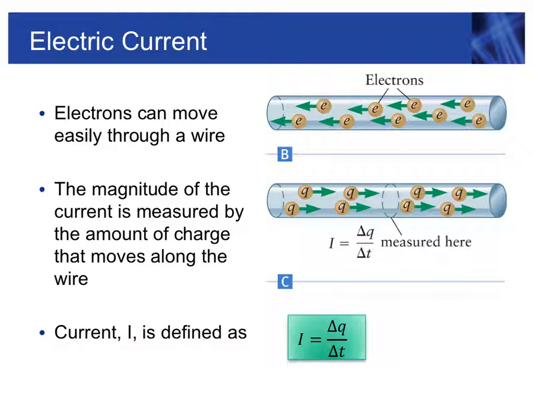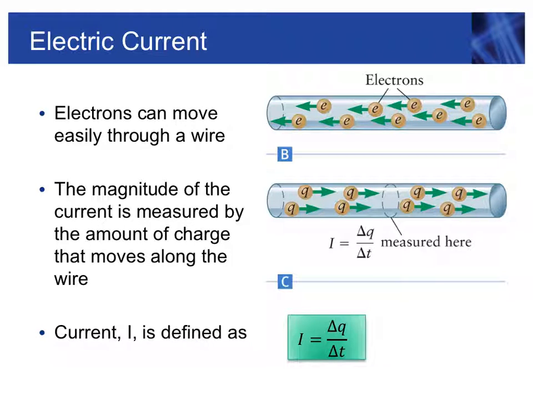We already discussed that electrons are light particles, they carry negative charge, and they can move inside conductors or inside a metal wire. So electrons can easily move through a wire. This motion of electrons through a wire is related to the concept called electric current.